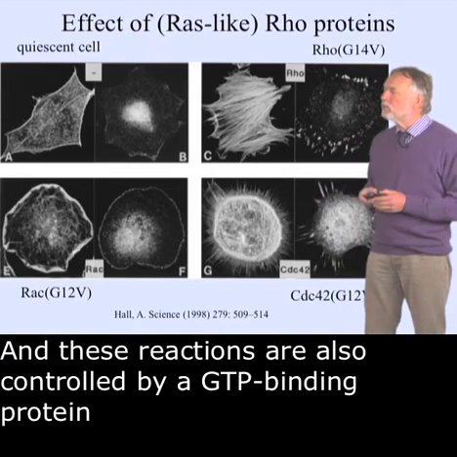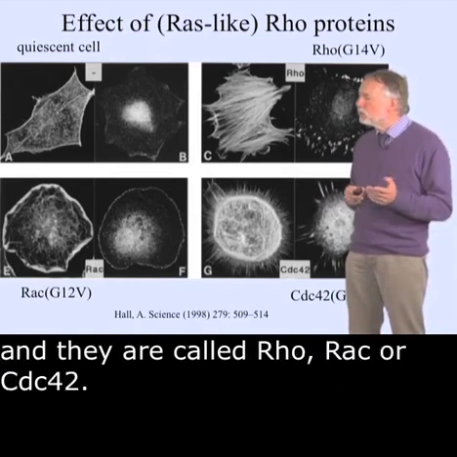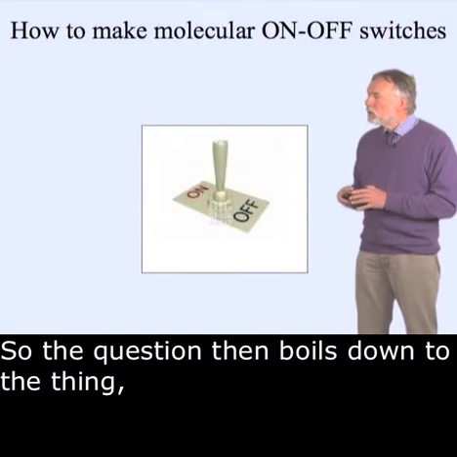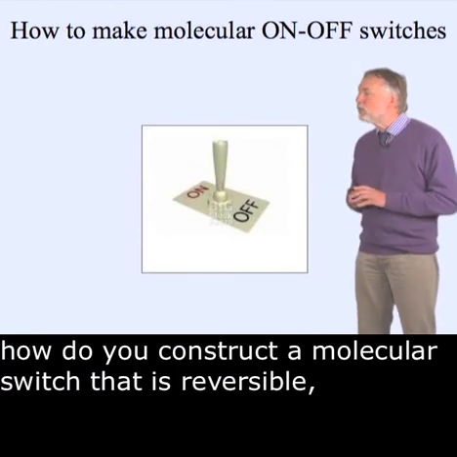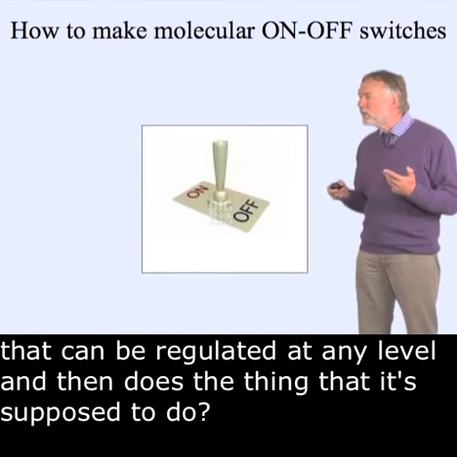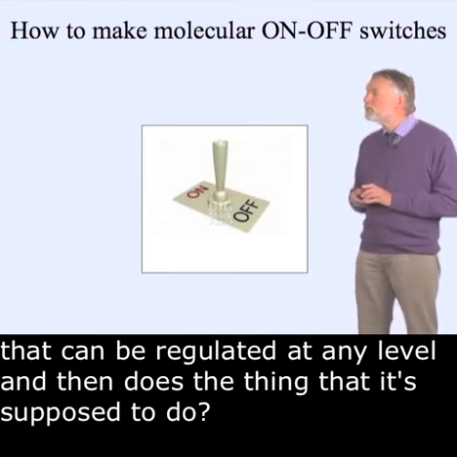These reactions are also controlled by GTP binding proteins, and they are called Rho, Rac, or Cdc42. So the question then boils down to this: how do you construct a molecular switch that is reversible, that can be regulated at any level, and then does the thing that it's supposed to do?